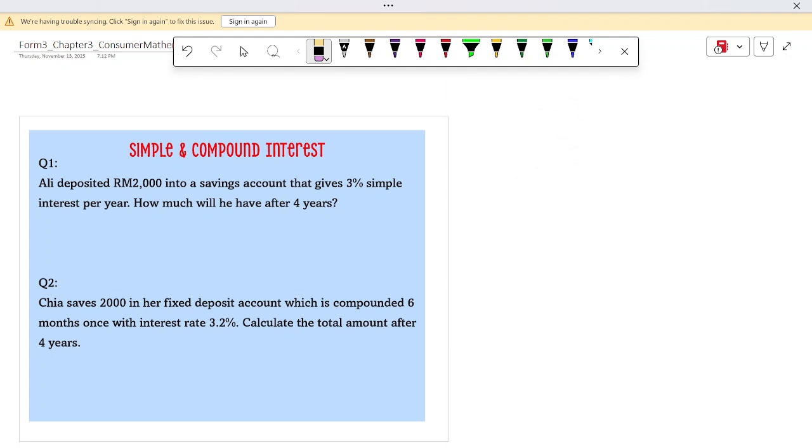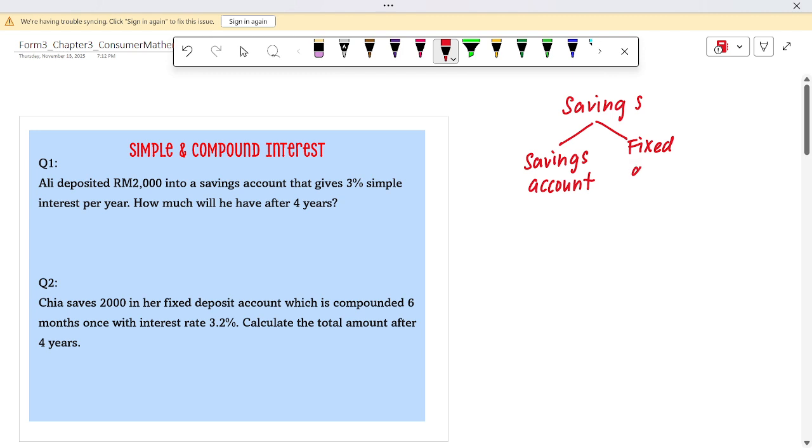Hi everyone, I'll be discussing Form 3 Chapter 3 Consumer Mathematics today. First, we are going to learn about savings. For savings, we have three types of account. First is the savings account. Second is the current account, and the third is the fixed deposit account.